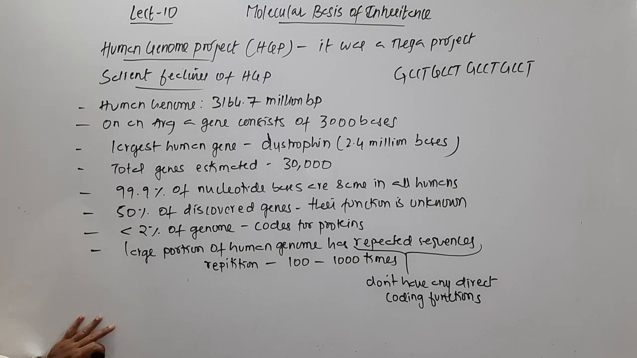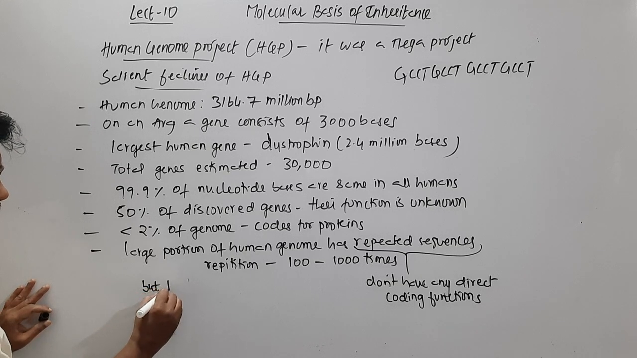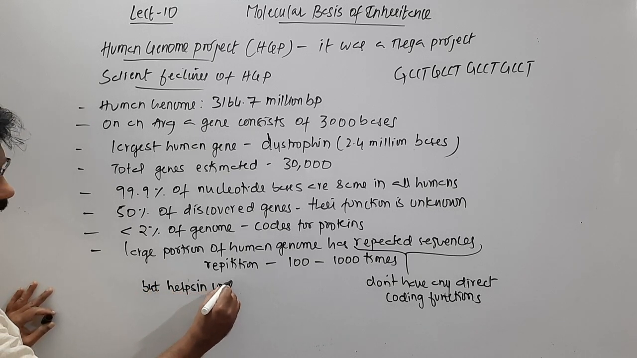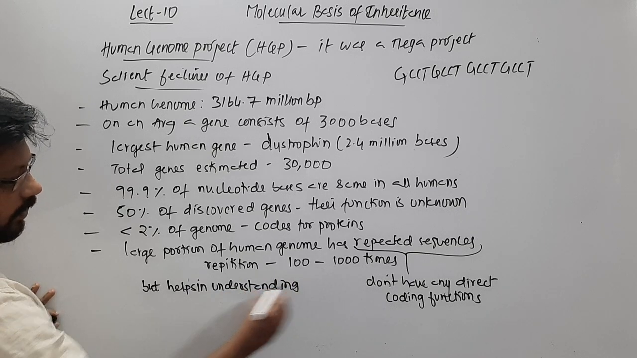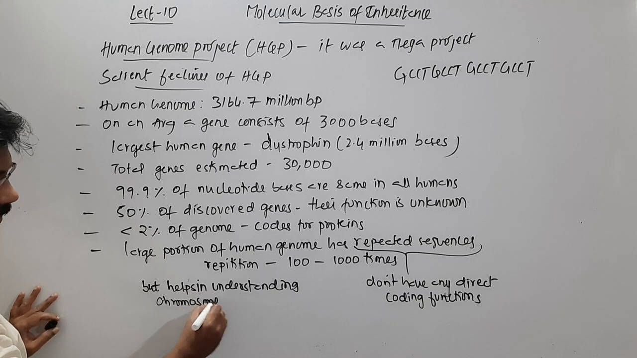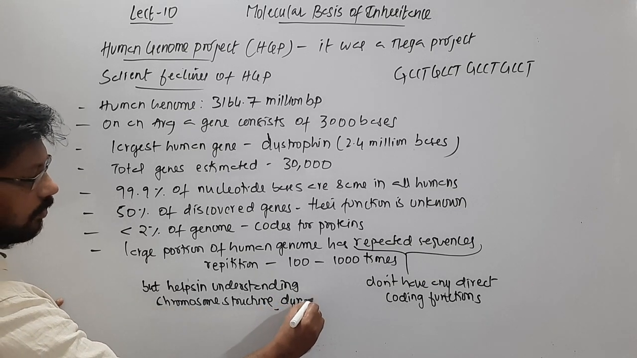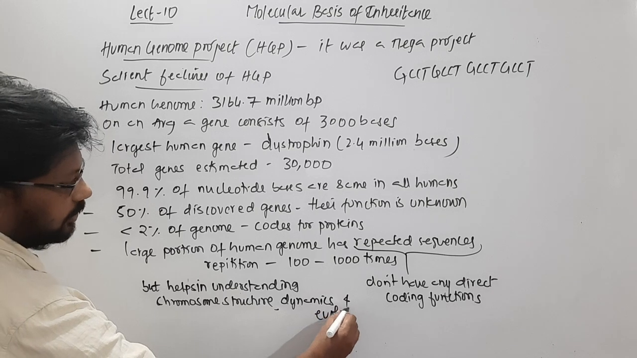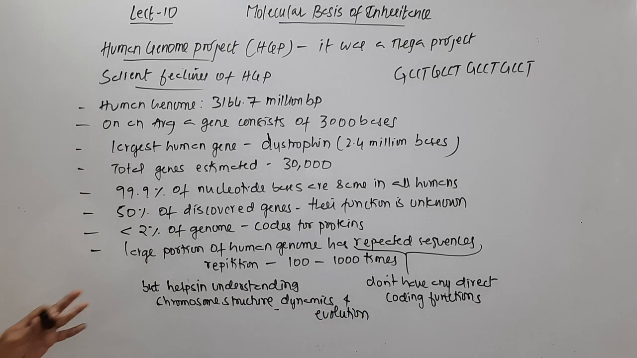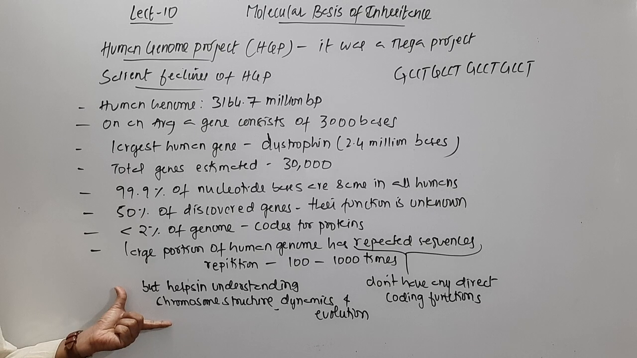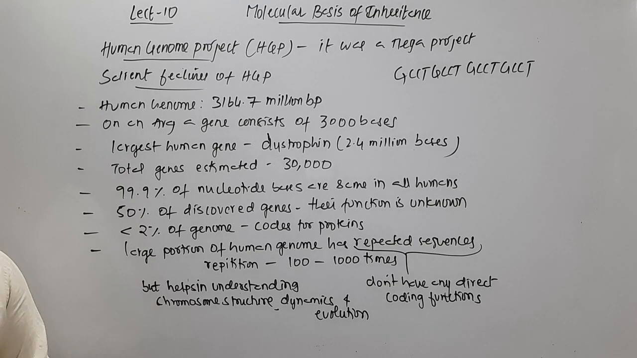But they help in understanding the chromosome structure, the dynamics of chromosomes, and even evolution. So those repeated sequences don't have any direct coding functions, but they help in understanding the chromosome structure, dynamics, and evolution. So that's some salient features.